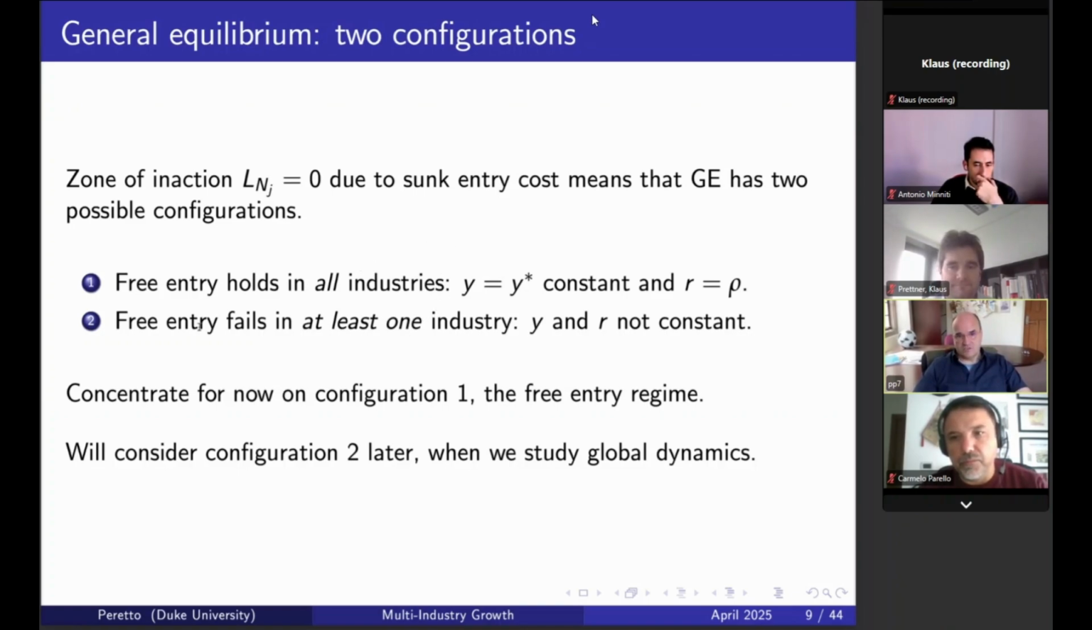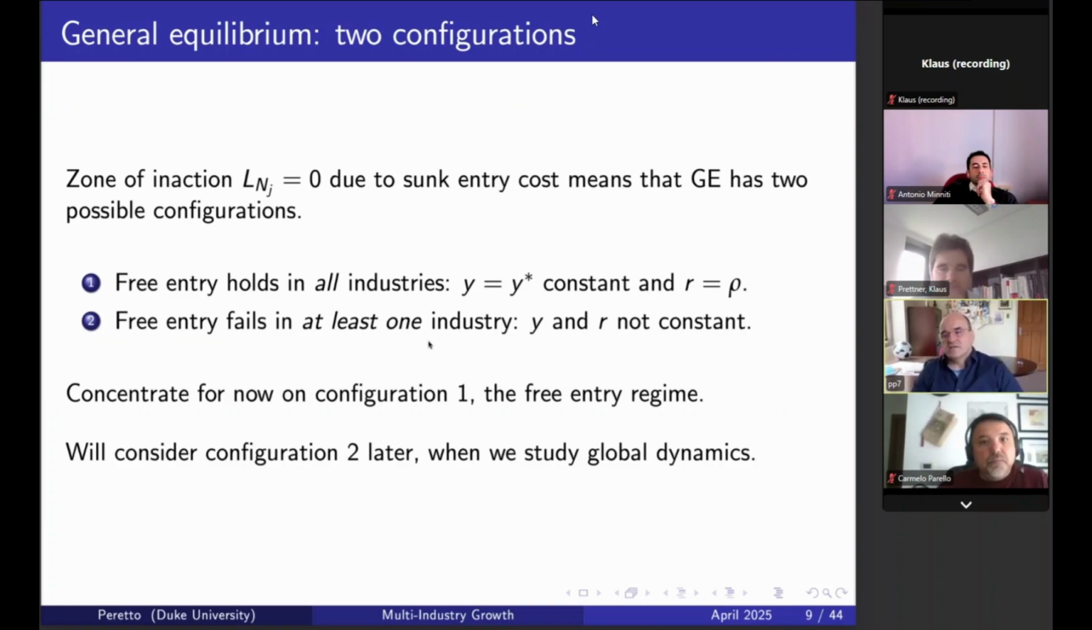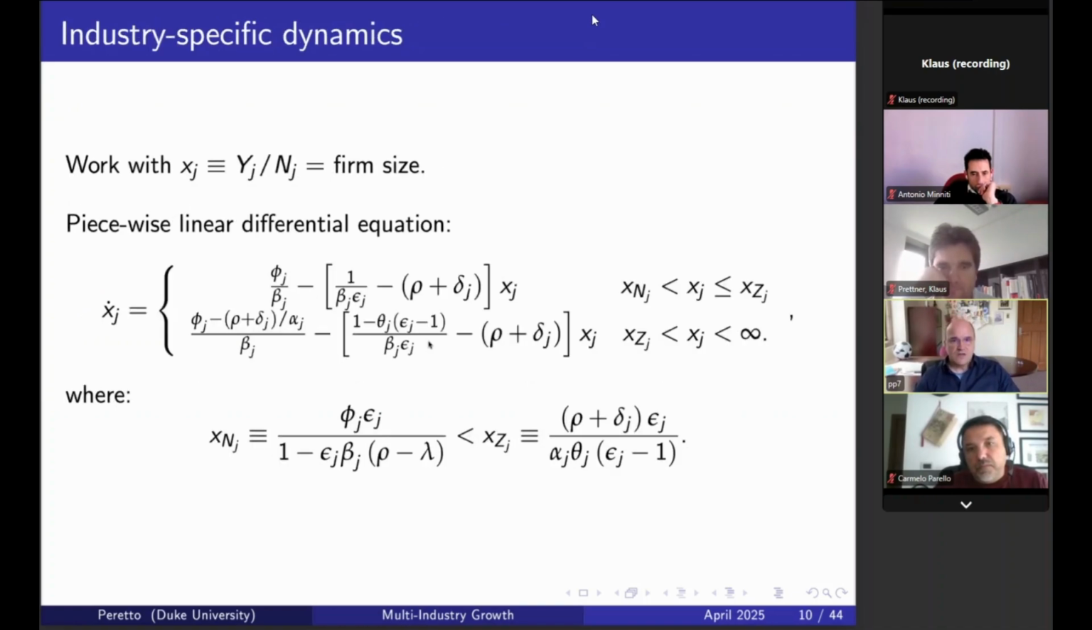2 configurations: one where free entry holds in all industries, which I'm going to call the free entry regime, and then one where free entry fails in at least one industry. It's sufficient that free entry fails in one industry for your equilibrium to look very, very different. Why? Because you don't have that aggregate wealth is proportional to household consumption expenditure. Okay, so I'll try to give you the flavor of how it works.